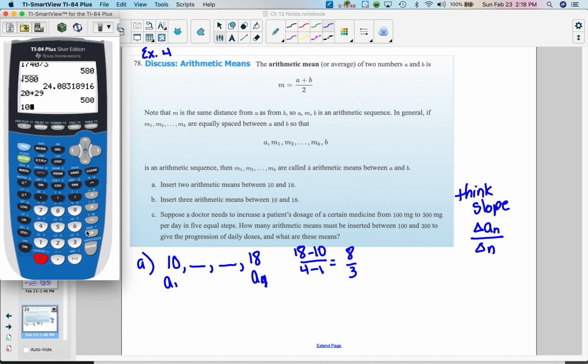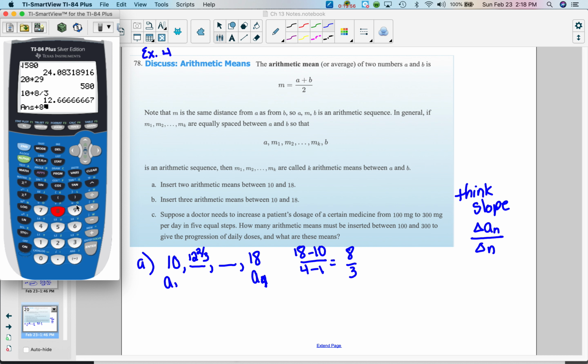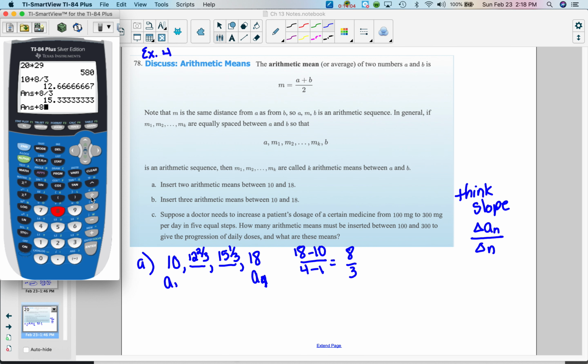So I can go 10 plus 8/3. And I get, that's 12 2/3. And then I'm going to add 8/3 again. And I get 15 1/3. And then if I add 8/3 again, I need to make sure I get 18, and I do. So we're good on that one.